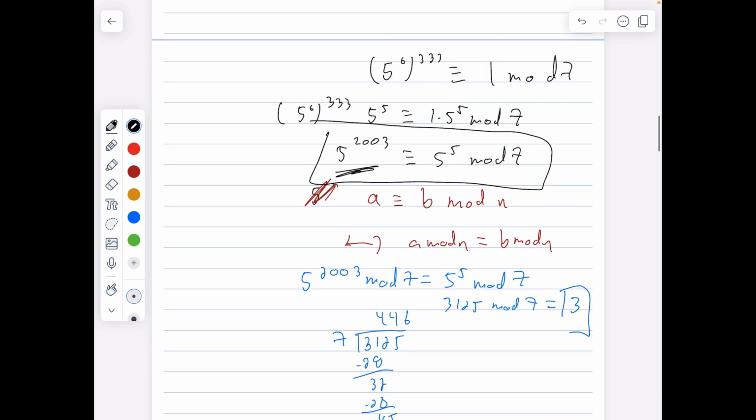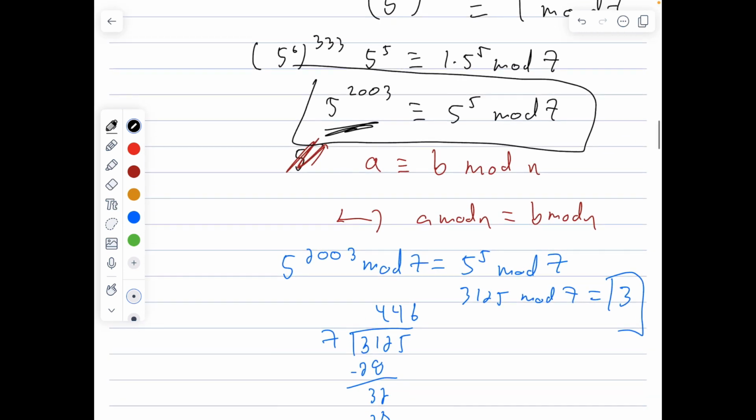So it's the same remainder if you went ahead and took 5 to the 5th and divided by 7. That's what we're saying essentially here. And that came out to be 3. Okay, so the idea is you break this huge number down to something a little easier to work with.